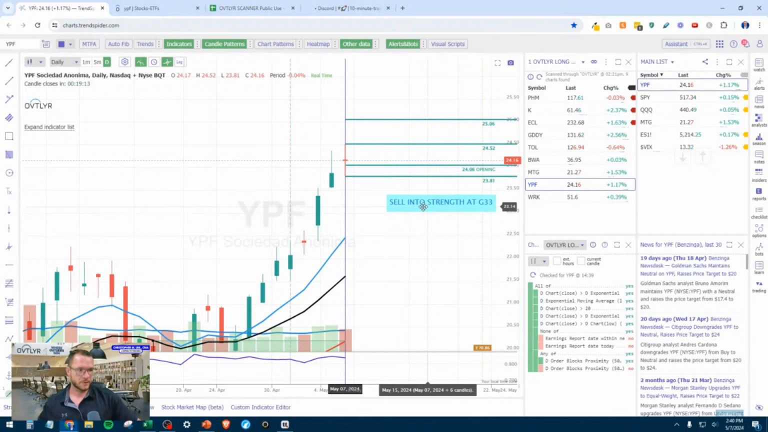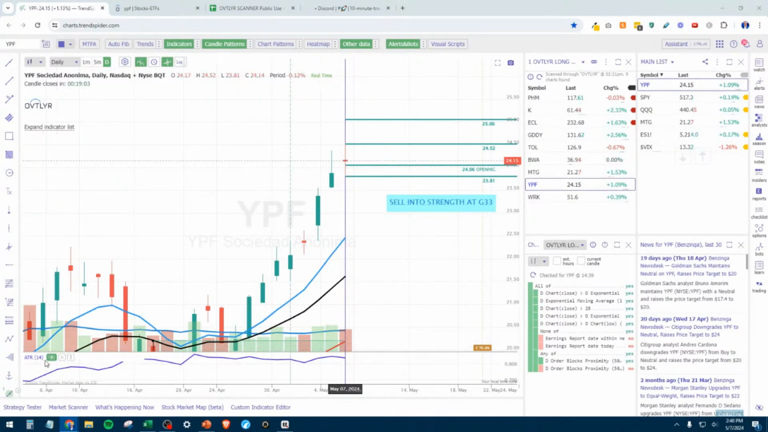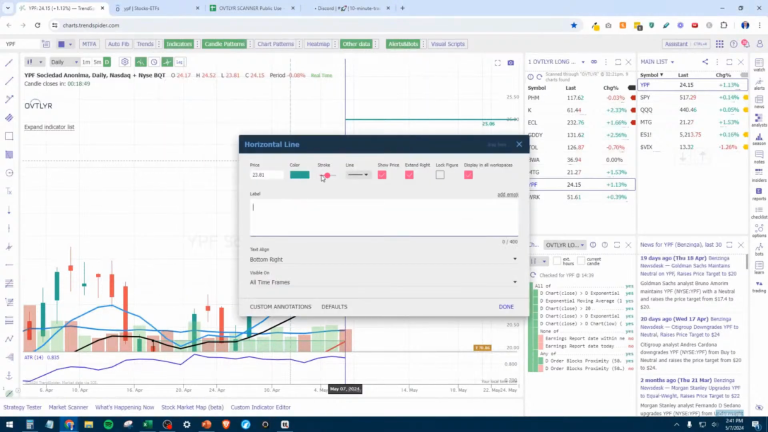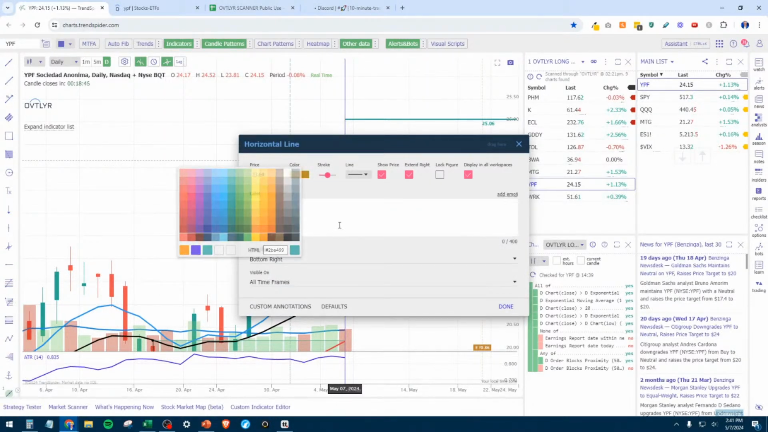So on a strength of G33, a half ATR from here is my stop out point. The ATR value is currently 83 cents, as I'll show you over here. 0.83 divided by 2 is 41.5, so we'll call it 42 cents. We take our opening minus 42 cents, which is 23.64. That's my stop out point, and I'm going to say half ATR.